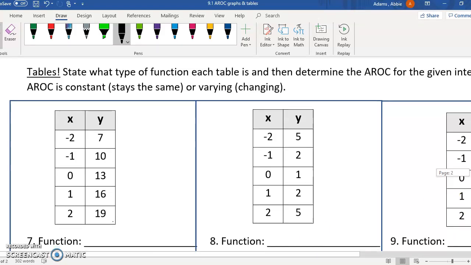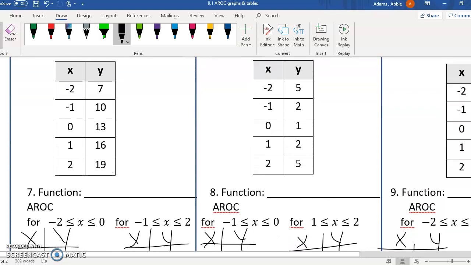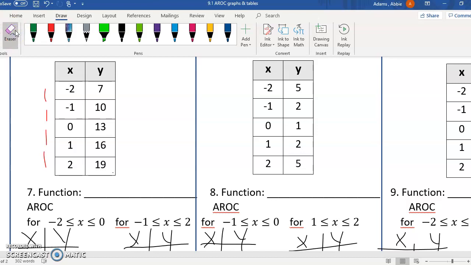Let's look at our guide notes, question 7. So I've got x values that are increasing by 1 because we're going -2, -1, 0, 1, 2. So each of those are increasing by increments of 1. And then let's look at our y values. So 7 to 10, that's an increase of 3. 10 to 13 is also an increase of 3. 13 to 16 is an increase of 3, and 16 to 19 is an increase of 3. So every time our x value increases by 1, our y value increases by 3, making that a linear function.